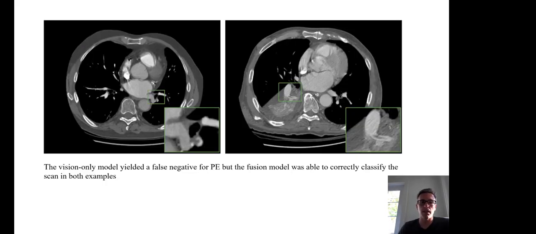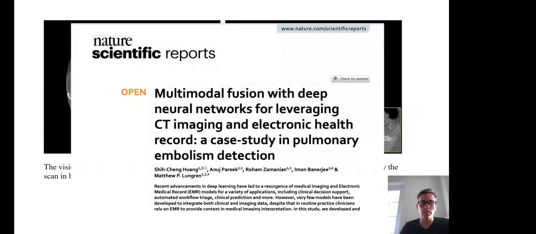And we looked in and found some examples of where the pixel-only model was wrong, but when it had the clinical context, it was actually more accurate. And again, we published this work most recently in Scientific Reports. You're welcome to check these out. All of these are open access, by the way.